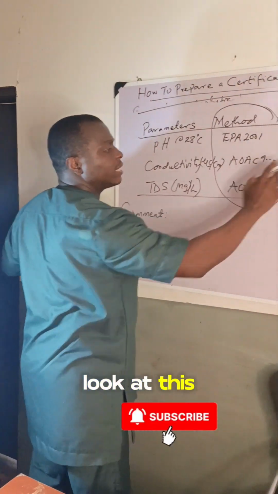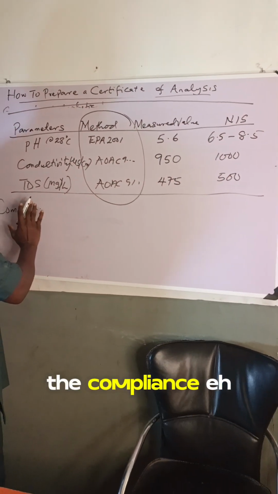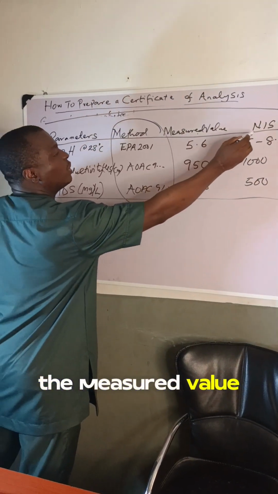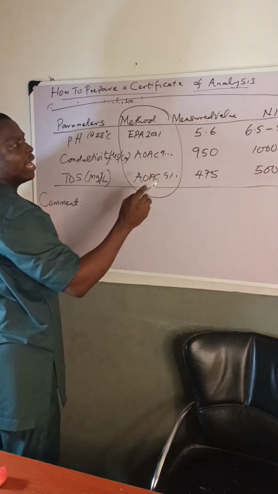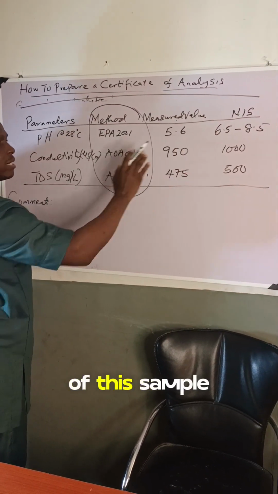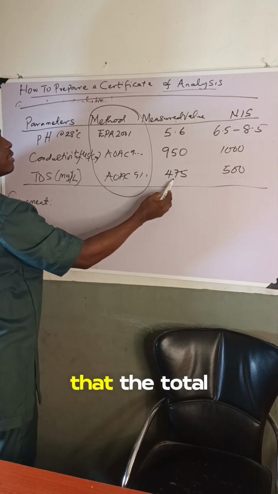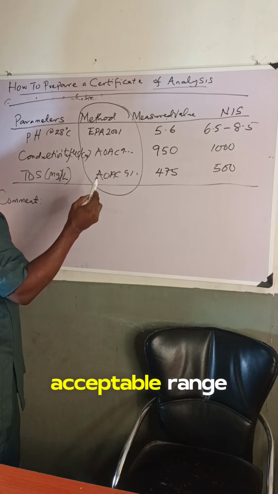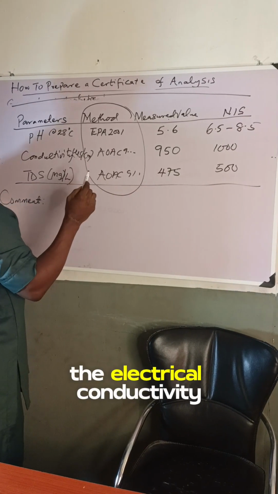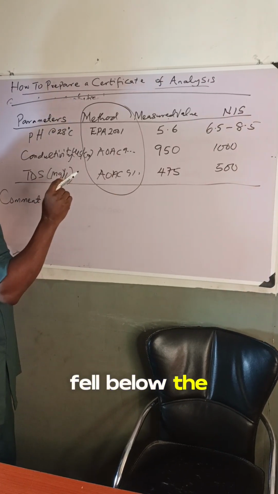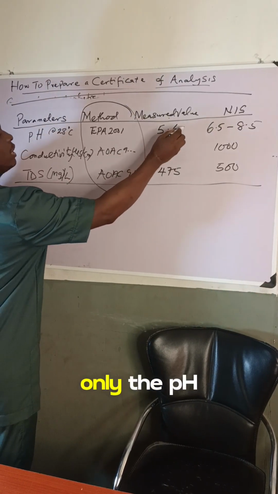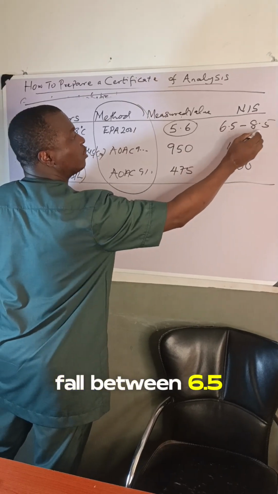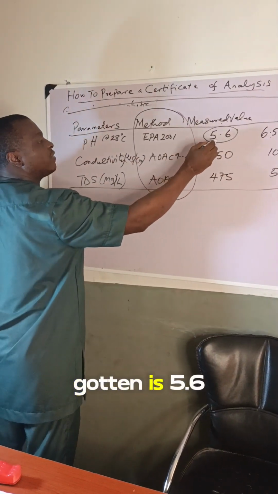Now, if we look at this, in order to establish the compliance value, then we must compare the measured value with the standard. If we look at the test report of this sample, we'll be able to find out that the total dissolved solid fall within the acceptable range. And as well, the electrical conductivity fell below the requirements, but only the pH. Because the pH is supposed to fall between 6.5 to 8.5, but the result gotten is 5.6.